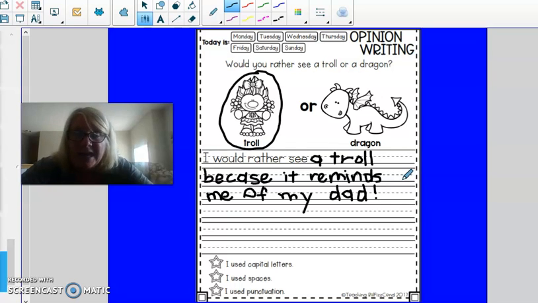And you know what? I wish I had that troll collection that my dad had, but I've never found out what happened to it. But it just gives me a good feeling inside. So boys and girls, after you're all done, you need to go back and reread your sentence. Sometimes we forget words and then our sentence doesn't make sense. So I'm going to read mine again. I would rather see a troll because it reminds me of my dad. So I have a capital letter. I have spaces between my words. And I have punctuation at the end.